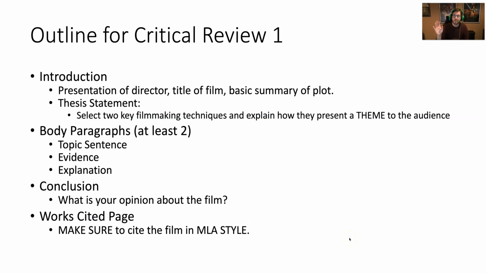So overall, here would be a basic outline for Critical Review number 1. You will have an introduction, a body of at least 2 paragraphs, and a conclusion, and a works cited page. Right. Starting at the top, your introduction will provide a brief summary and your thesis statement. Your body paragraphs are where you will discuss the evidence you have chosen from the film, your 2 scenes. The conclusion will be the time where you're able to tell me a bit about what you think about the themes presented in the film. And then finally, you will have a works cited page because you're going to reference the movie.